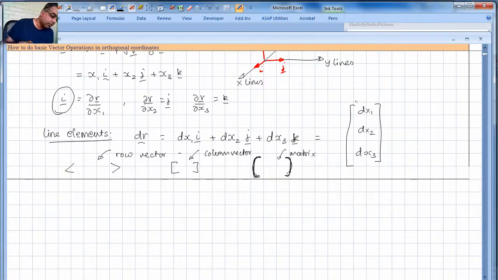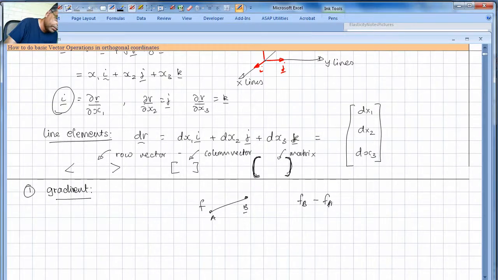Very good. Now first up is gradient. The idea behind a gradient is that if I go from point A to point B and I look at some function f, then f(B) minus f(A) is approximately equal to gradient f times (B minus A), if A and B are close.